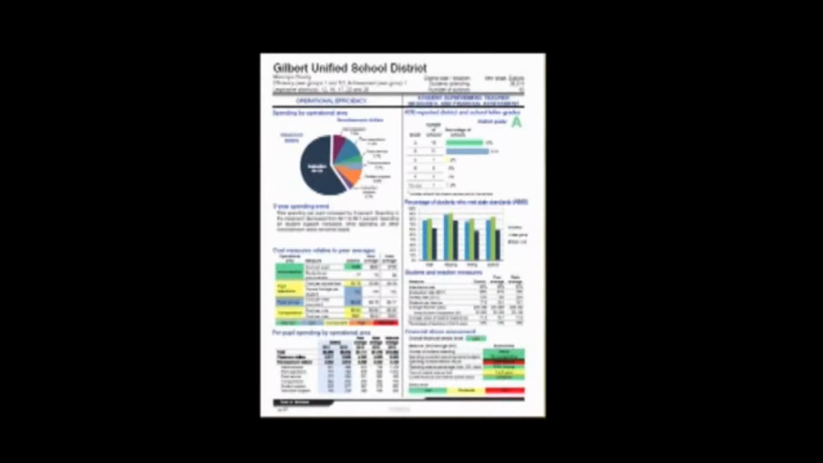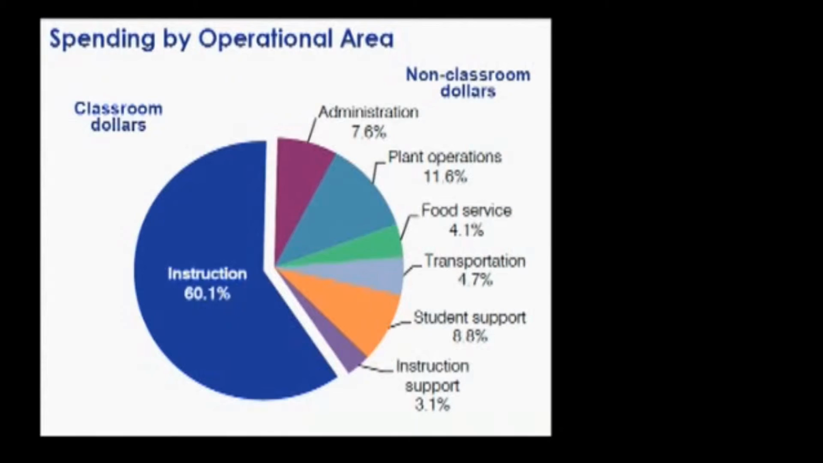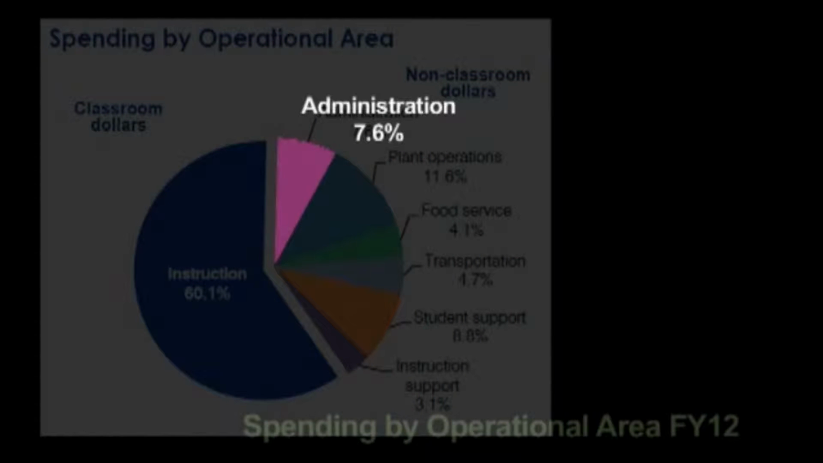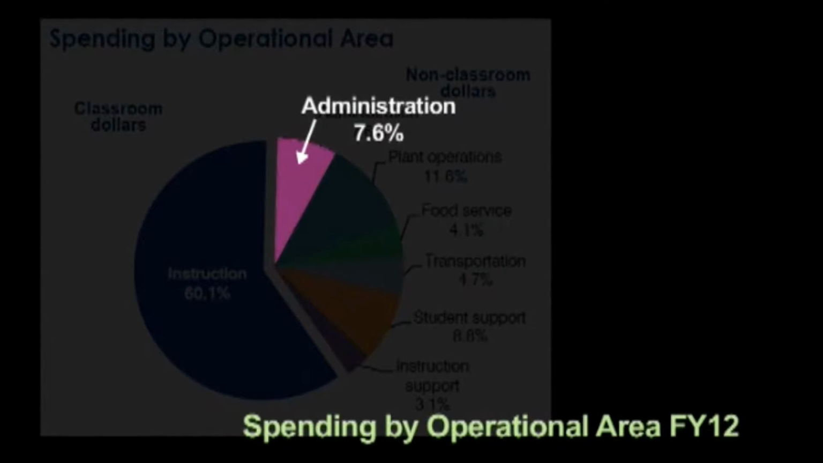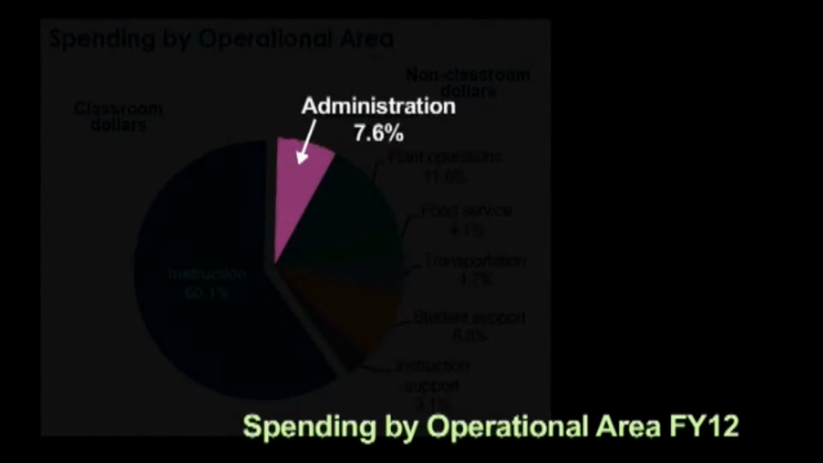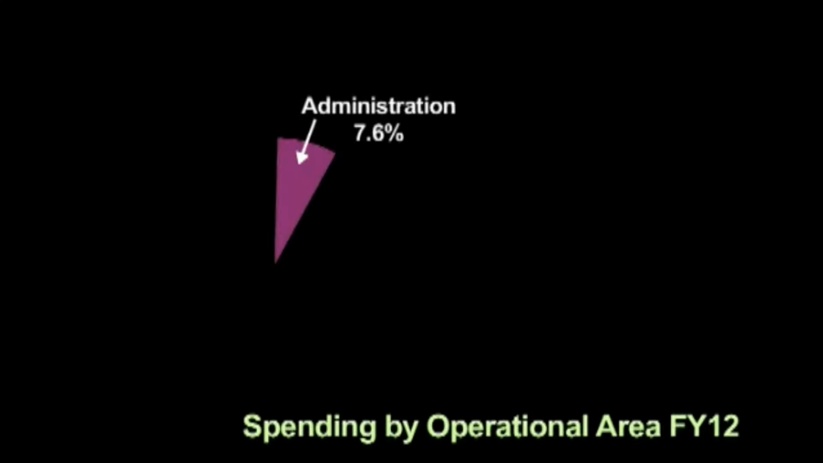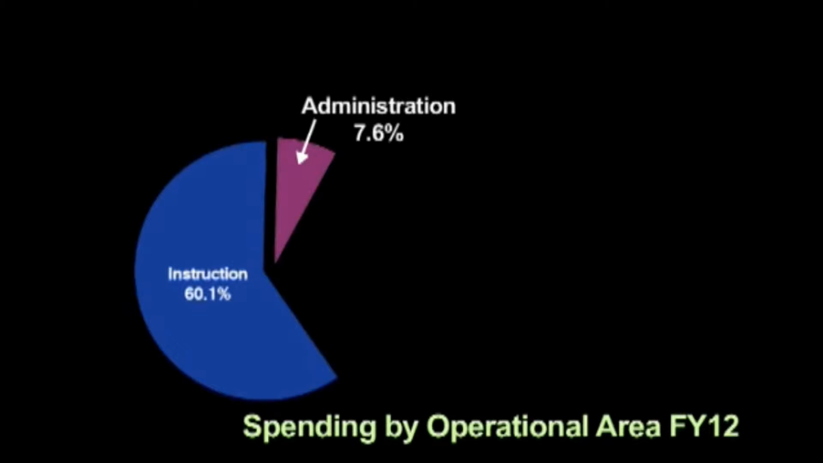So we can compare Gilbert to Mesa to Chandler, and you'll see the Auditor General report on our website. What we're going to be talking about is just this little pie section in here for administration costs. Now, in the Auditor General's report, that division of functional costs is done by the function code. So the first area, which is commonly called the classroom dollars, how much money is spent in the classroom, we're focusing on the function of 1,000, your 1,000 instruction, and that's where we see about 60% of our costs.